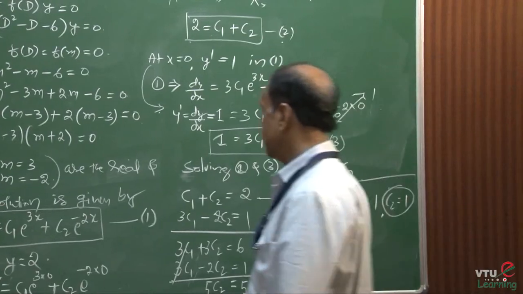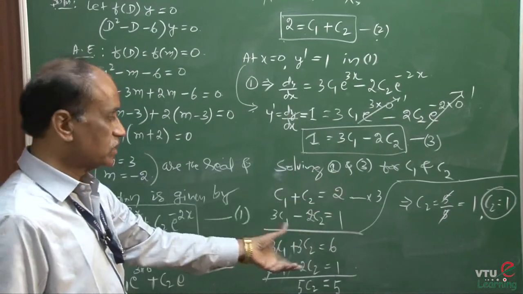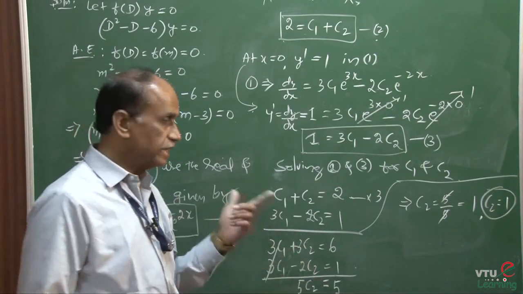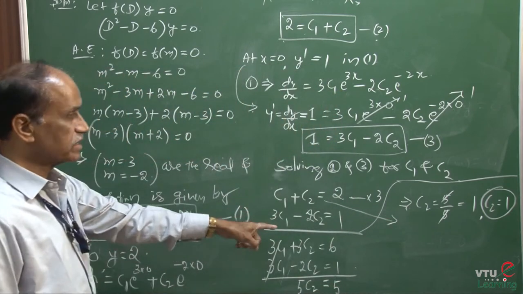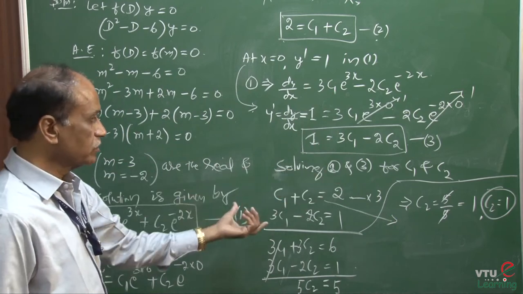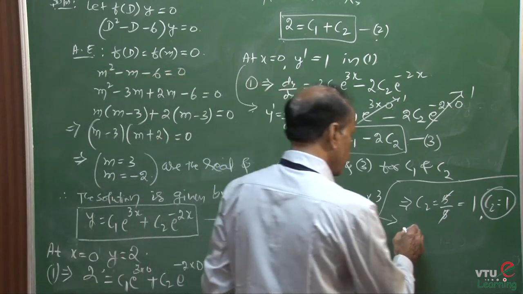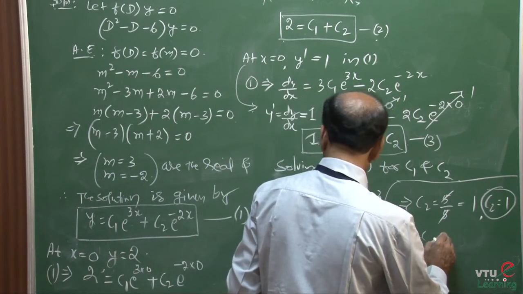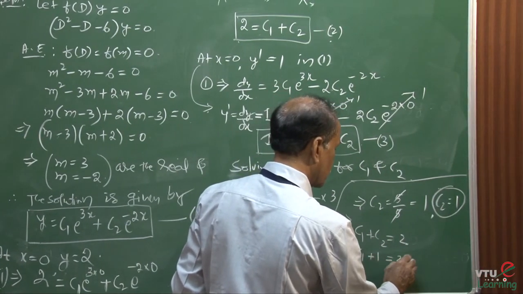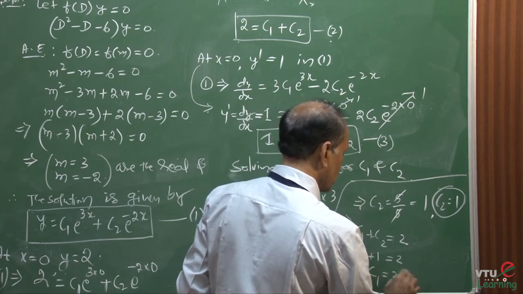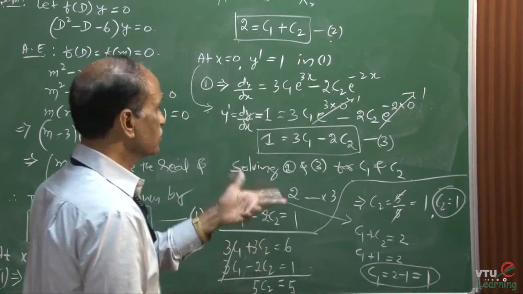Out of these two constants, c1 and c2, one constant we were able to achieve by solving two equations simultaneously. Then, for the second constant, if you make use of any one equation, either the first or the second, introducing that value of c2, you will be able to calculate the value of the other constant. So, c1 plus c2 is equal to 2. Put c2 is equal to 1, that is c1 plus 1 is equal to 2, and c1 is equal to 2 minus 1, that is equal to 1. Therefore, c1 is equal to 1 and c2 is equal to 1.